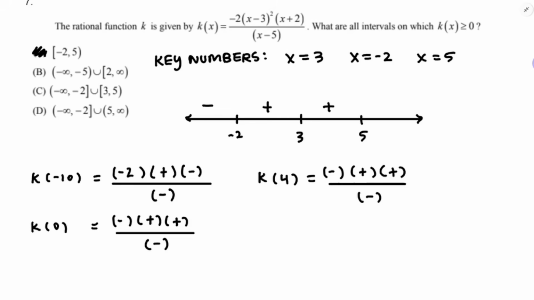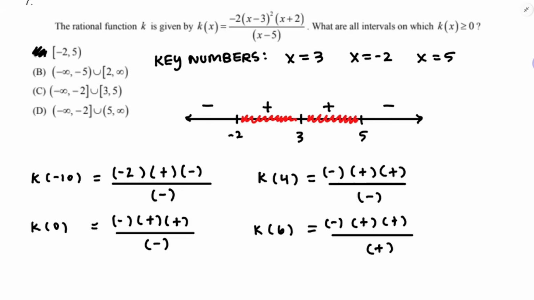I'm going to finish out the problem just so you understand what's going on here. k of 6, something beyond 5, would be negative, positive, positive, divided by positive now, since we went bigger than 5, and then that would be negative. Okay, so we know that we're definitely interested in this area and that area.